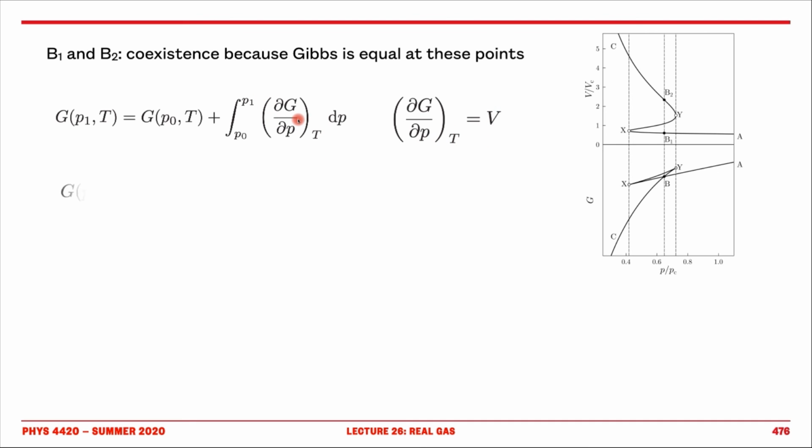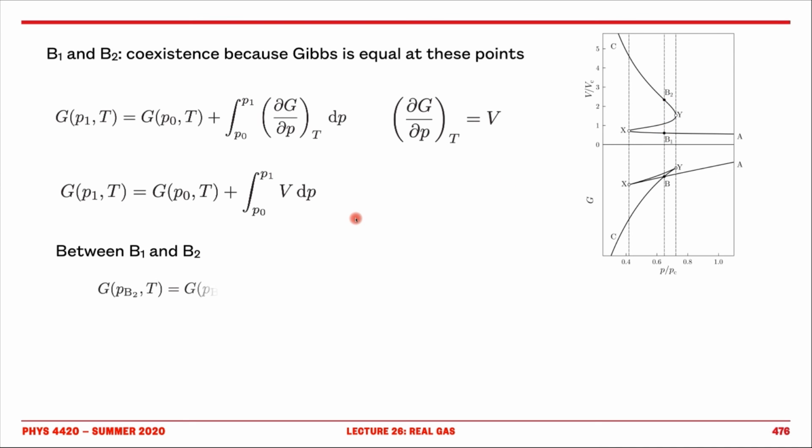So we can replace this here. And so we can obtain this general equation. This is always true. Now, imagine that you want to calculate the Gibbs function going from B1 to B2. You want to see the change in the Gibbs function going from B1 to B2.